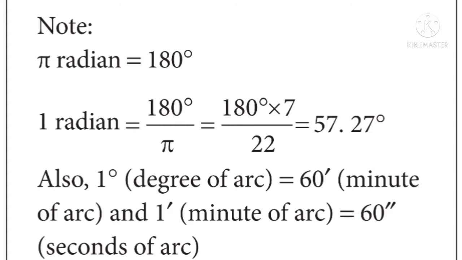Then 1 radian will become what? 1 radian is equal to 180 degree by pi, or 180 degree into 7 by 22, because pi is equal to what? 22 by 7. After simplifying this, we will get 57.27 degree. 1 degree of arc is equal to 60 minutes of arc. Then 1 minute of arc is equal to 60 seconds of arc. How can we tell this? 1 degree is equal to 60 minutes and 1 minute is equal to 60 seconds.